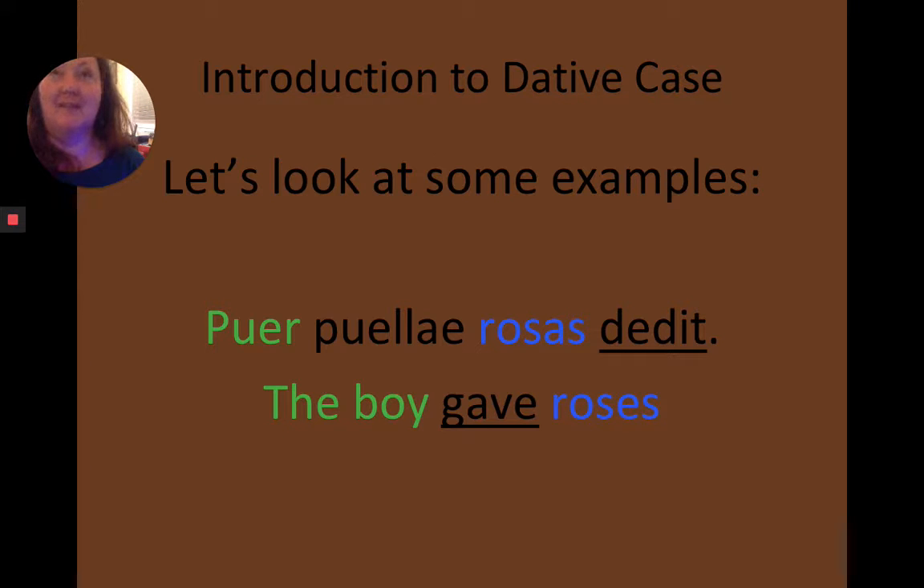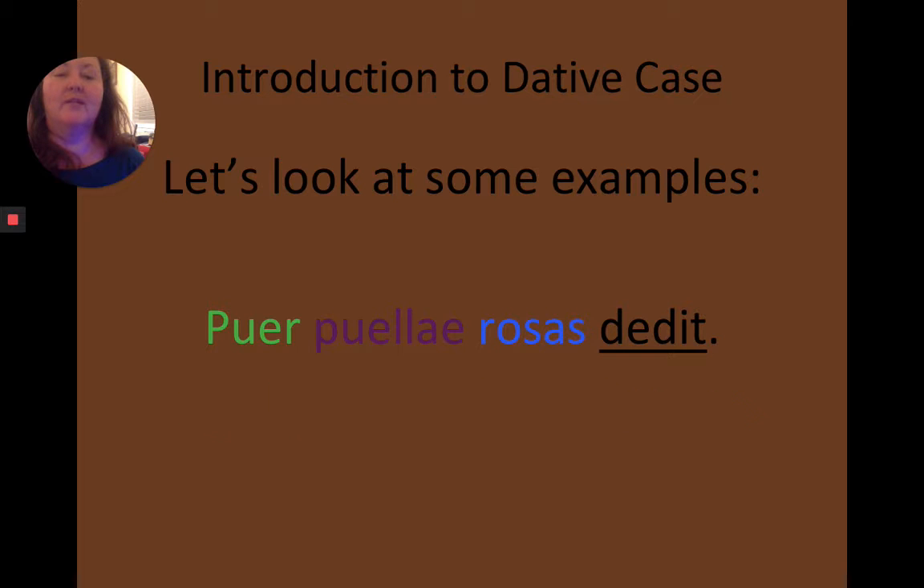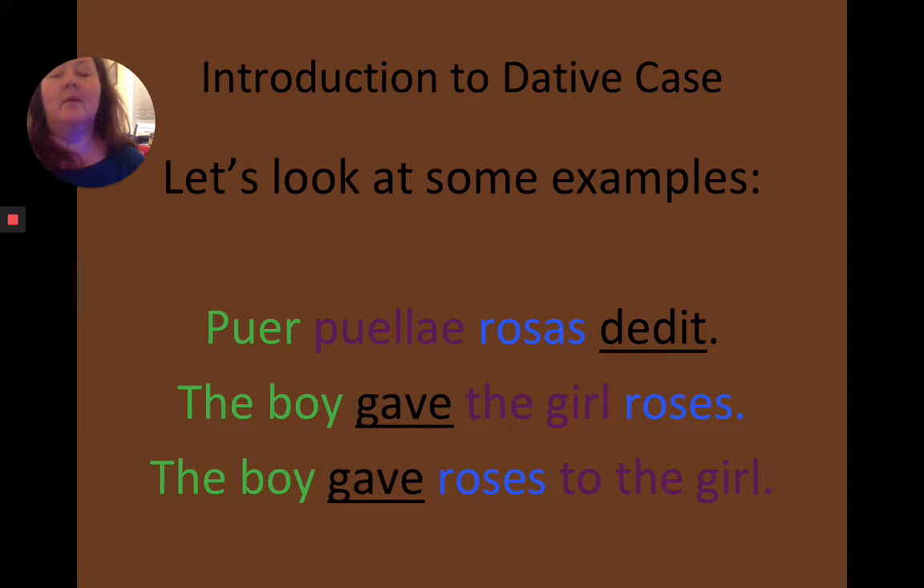Well, puella is the only word we have left. It is, in fact, a dative ending, and puella means girl. So the boy gave roses. The boy gave the girl roses. There's our indirect object, the girl, to or for whom. In English, we can also say the boy gave roses to the girl and mean the same thing. And in that case, in Latin, it would still use the dative.